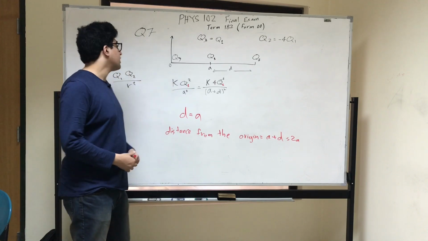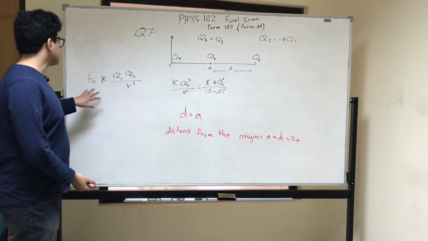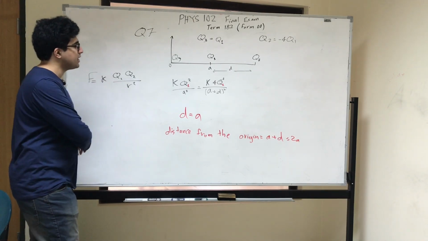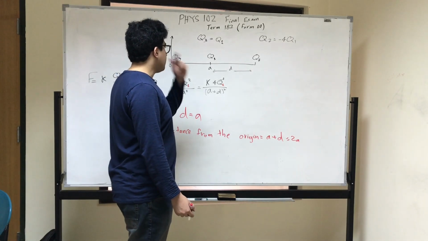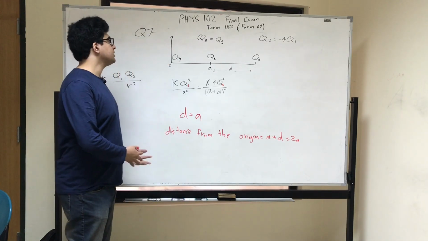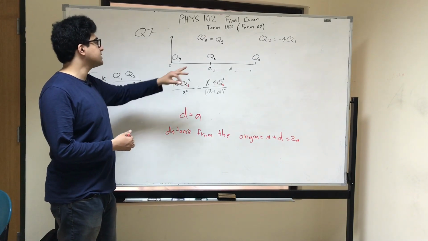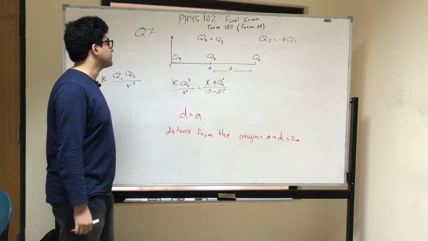All right, guys, so question number 7 is a question that is testing you on Coulomb's law, or the electrostatic force between two point charges. In order to solve this question, you need a little bit of imagination, because this figure is not given in the question, but you have to sort of draw it yourself.